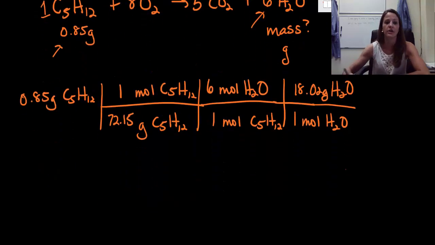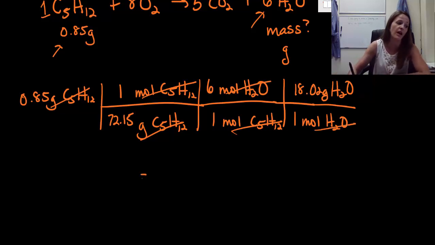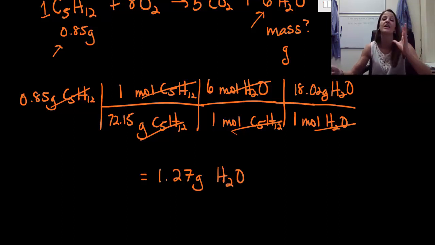All right, check your units. Grams of pentane, moles of pentane, moles of pentane, moles of water, grams of water. Perfect. Multiply it all out, and then we can divide by 72. We end up with the correct answer of 1.27 grams of water. Does that make sense? Hopefully. If not, you need to ask questions. You have to get this down.